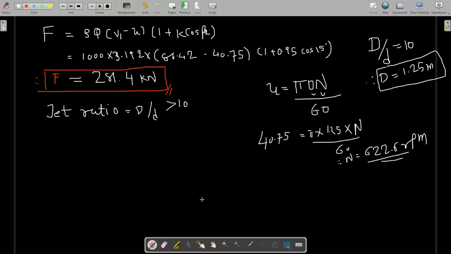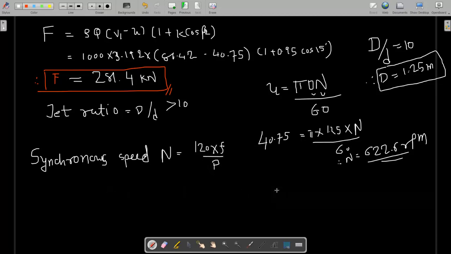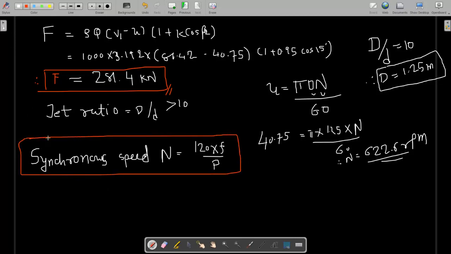Now one new thing, that is synchronous speed. Electrical guys will understand this concept easily. This is a very long derivation, so I am just writing the equation. Synchronous speed N is equal to 120 into F divided by P. This is the equation that you have to remember for finding out the upper limit.